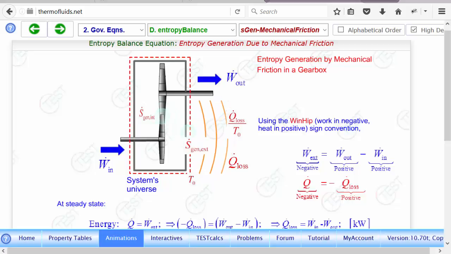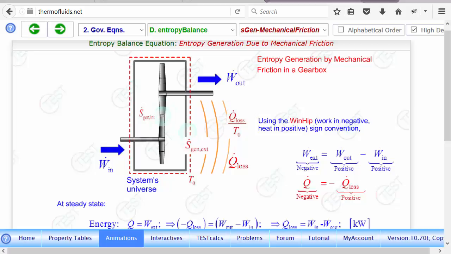In this gearbox, there could be friction inside. This is easy to understand, mechanical friction. What does friction want to do? It wants to stop relative motion of the gears. So wherever you find nature trying to destroy a difference, entropy is created. So entropy is created inside because of mechanical friction.